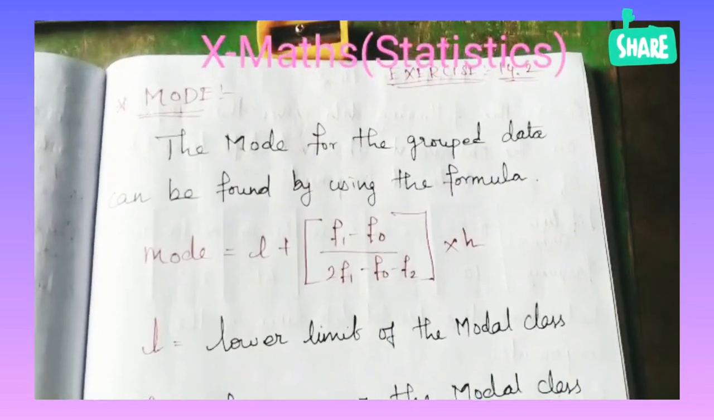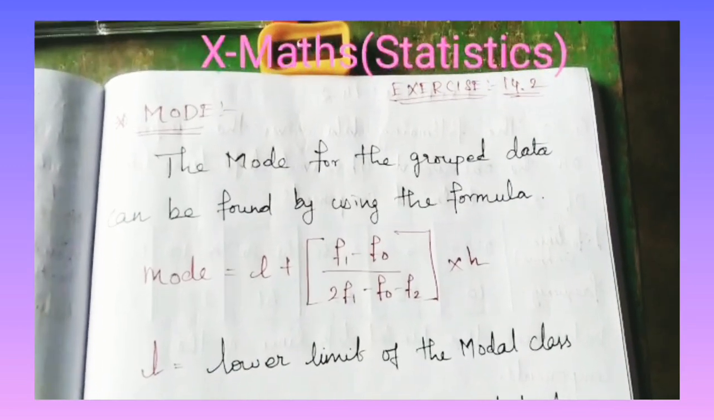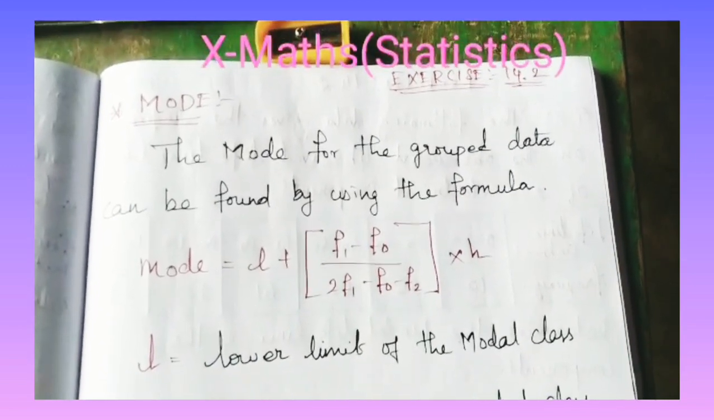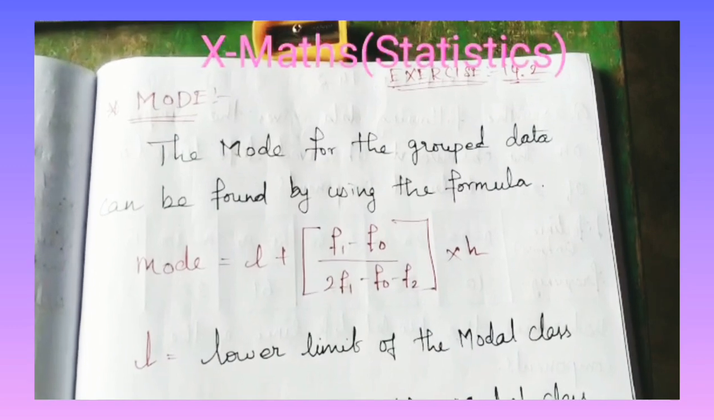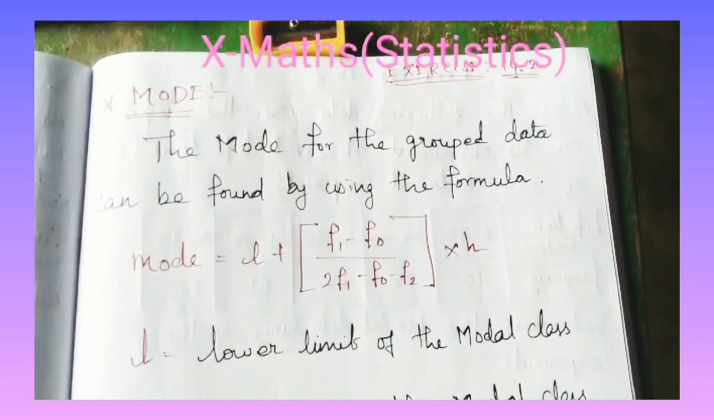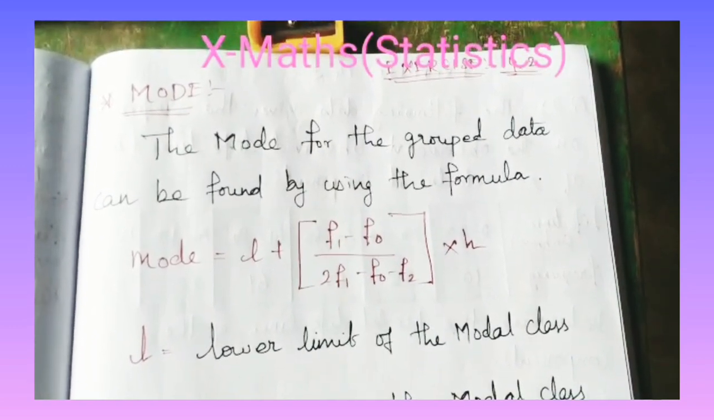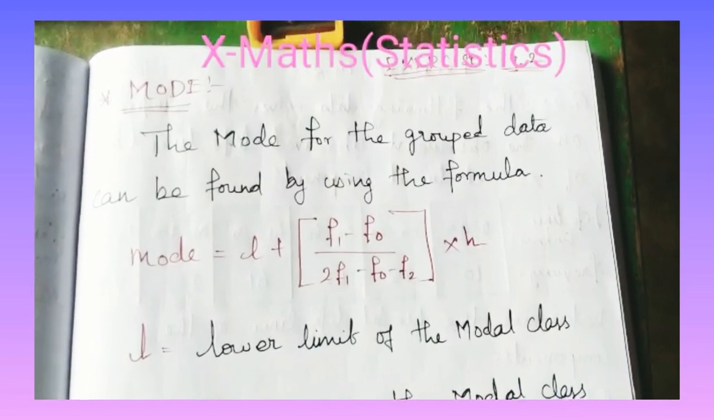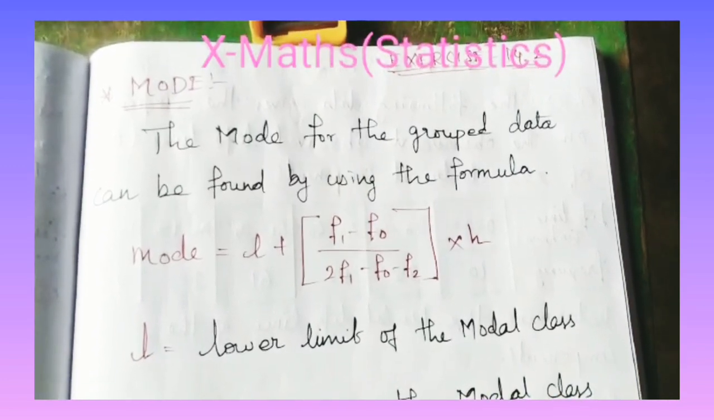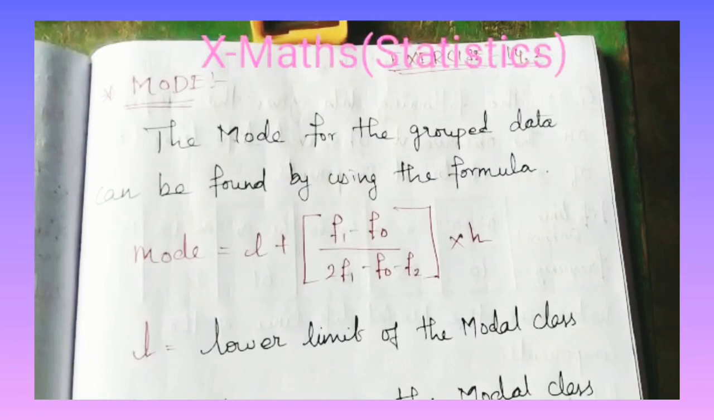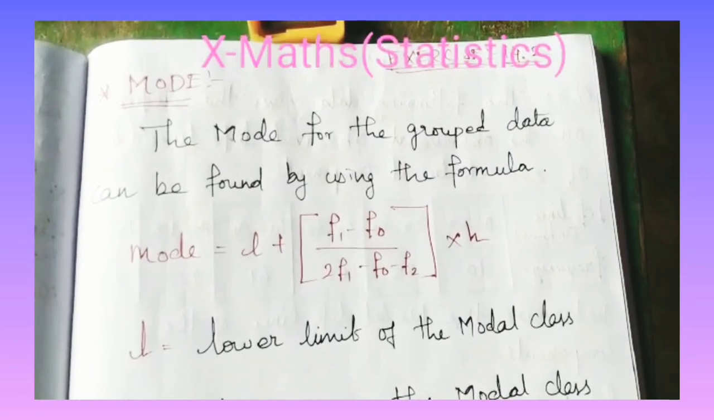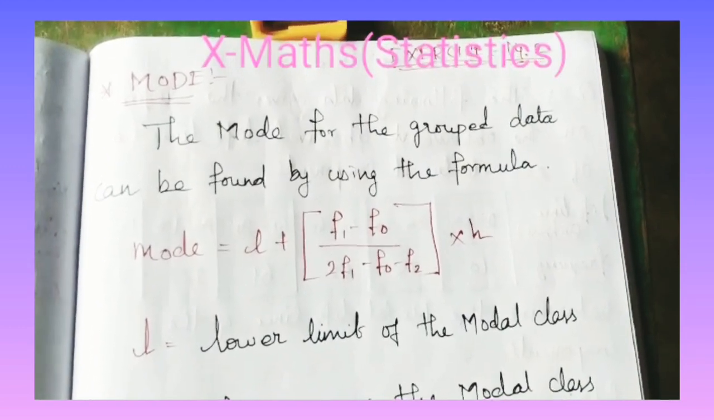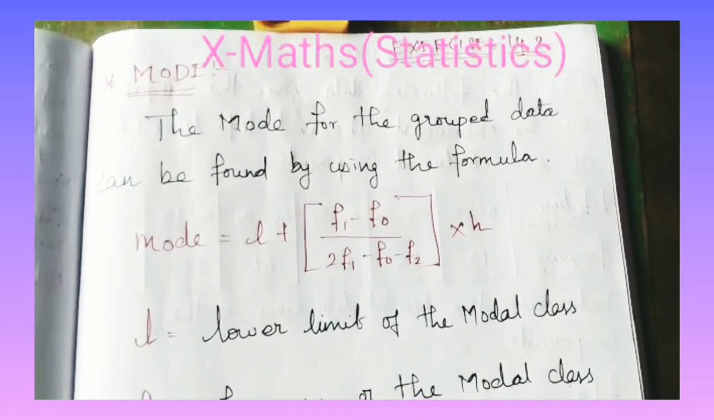The mode for grouped data can be found by using the formula. Mode equals L plus F1 minus F0 divided by 2F1 minus F0 minus F2, multiplied by H. Again, I will tell you: L plus F1 minus F0 divided by 2F1 minus F0 minus F2, multiplied by H. Okay, I will explain.